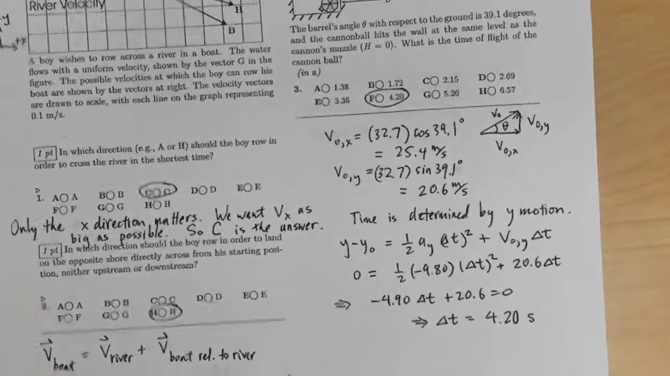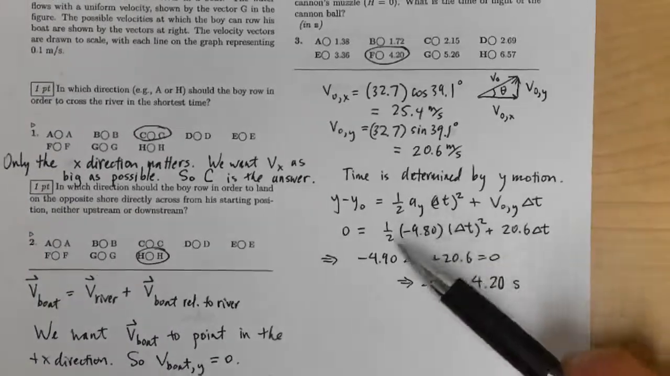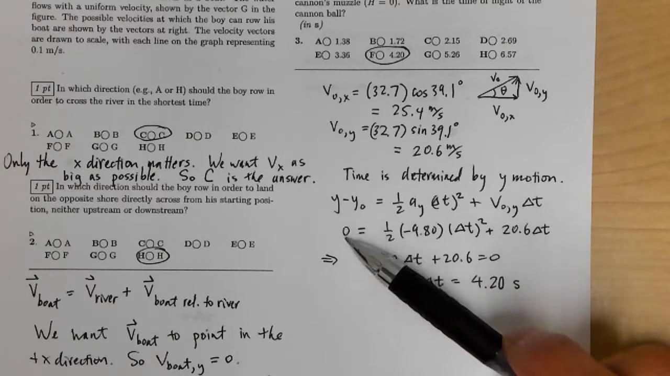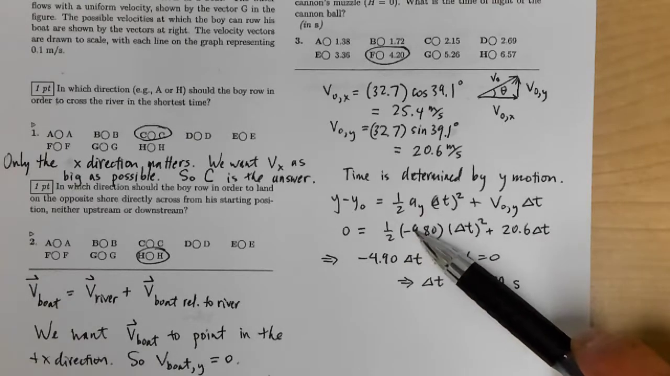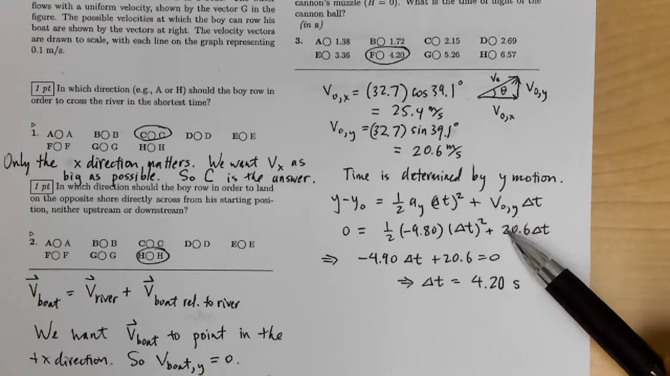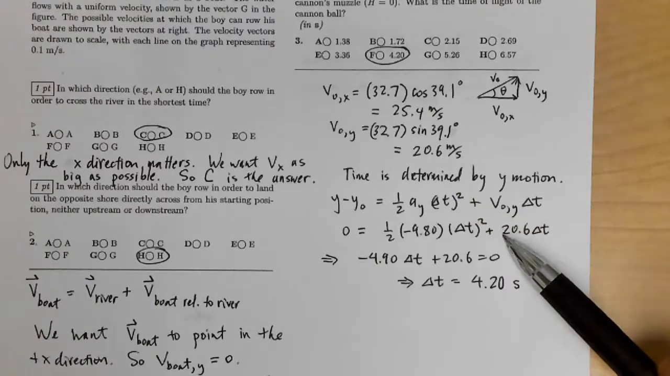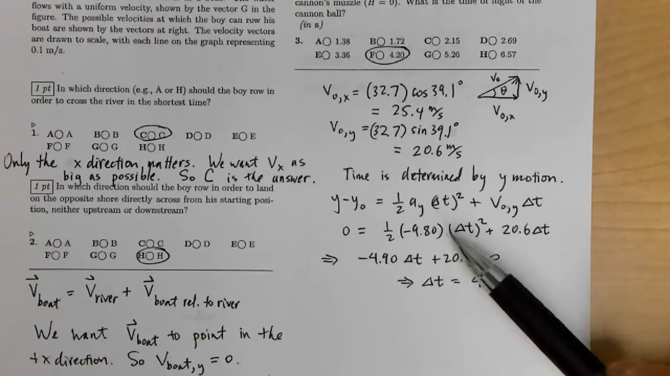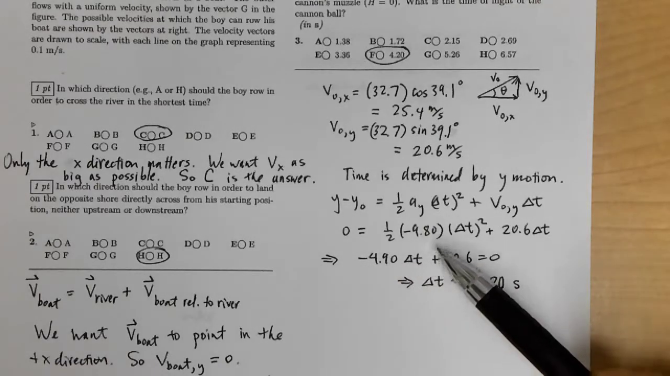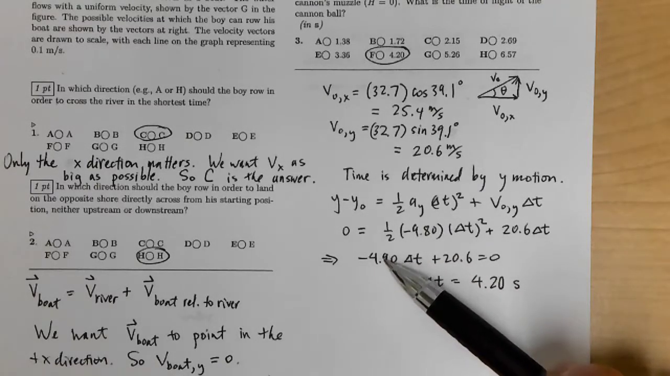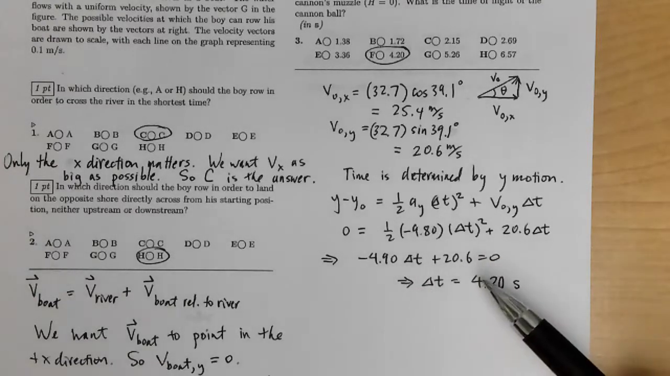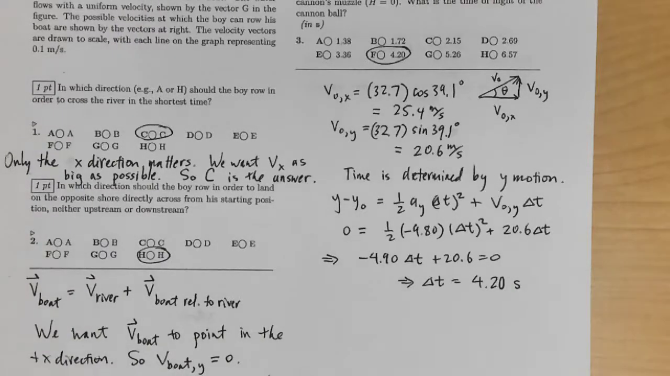Because it starts from the ground and ends at the ground, y minus y0 is 0. We have 1/2 ay, which is negative 9.80, times delta t squared, plus the initial y velocity component we calculated to be 20.6 times delta t. Now there's a delta t and a 0 here, so we can divide by delta t and it becomes a linear equation. We have minus 4.90 delta t plus 20.6 equal to 0. Solving for delta t, it's 4.20 seconds.